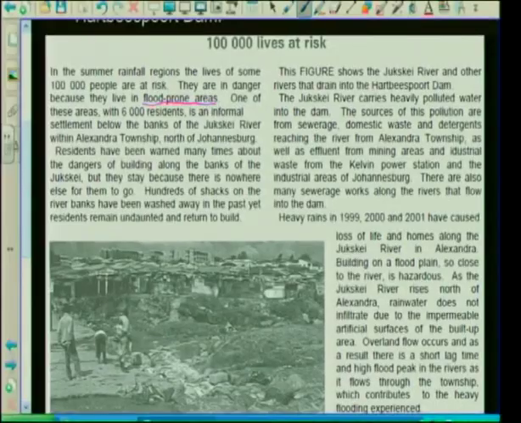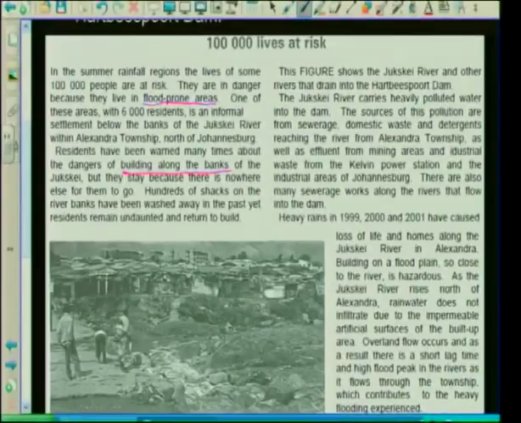One of these areas with 6,000 residents is an informal settlement below the banks of the Jukskei River within the Alexandra Township, north of Johannesburg. Residents have been warned many times about the dangers of building along the banks. So these people are living along the banks of this river, which is obviously going to be very dangerous in terms of flood conditions. But they stay there because there is nowhere else for them to go.